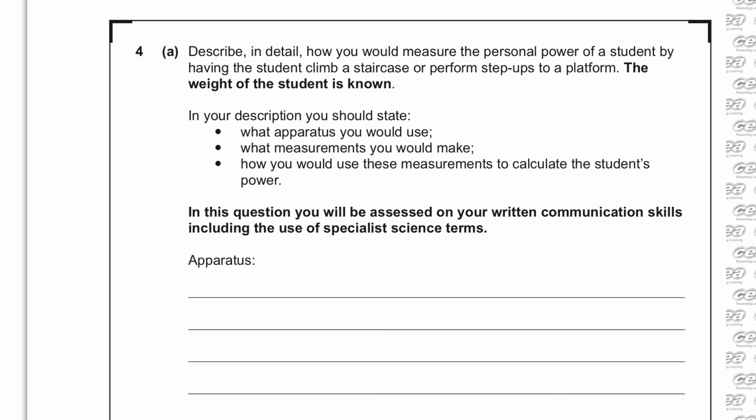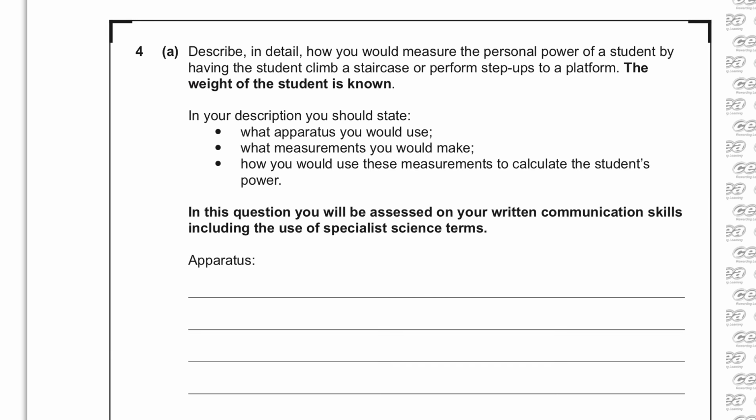4a. Describe in detail how you would measure the personal power of a student by having the student climb a staircase or perform step-ups on a platform. The weight of the student is known. Okay, so you don't have to measure the weight of the student. Climbing the stairs is a fairly common one here, so we'll do that. What apparatus would you use?